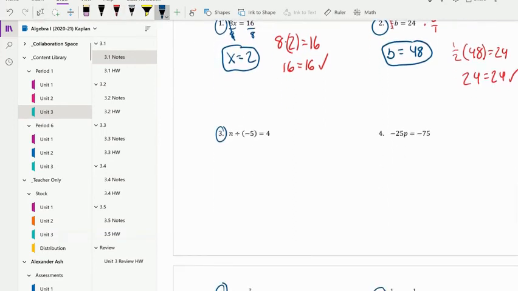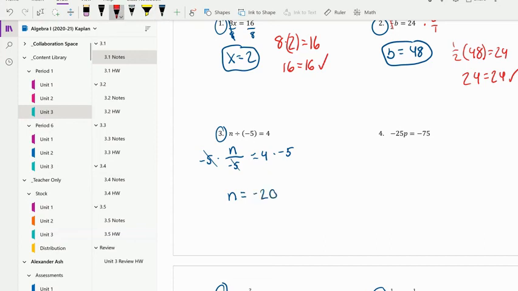Good stuff. So this one looks a little different. N divided by -5 equals 4. Hopefully you recognize this is the exact same thing. N divided by -5 is the exact same thing as N over -5, which is how we're more accustomed to seeing it, equals 4. And you say, oh, if I'm dividing by -5, to undo that, I need to multiply both sides by -5. Boom, boom, those cancel, and we get N equals 4 times -5, which is -20.